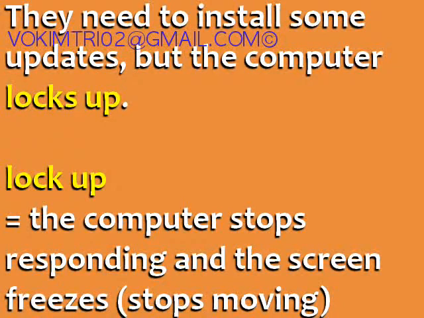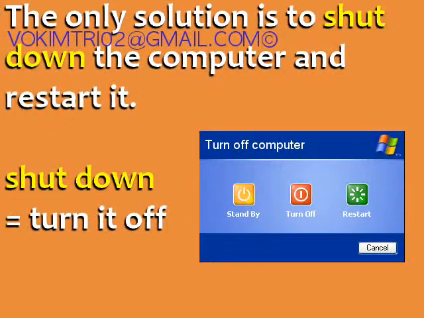They need to install some updates, but the computer locks up in the middle of the process. If a computer locks up, it means the computer stops responding, and the screen freezes, stops moving, so that you can't move the mouse or type anything. The only solution is to shut down the computer and restart it. To shut down a computer or another machine means to turn it off.